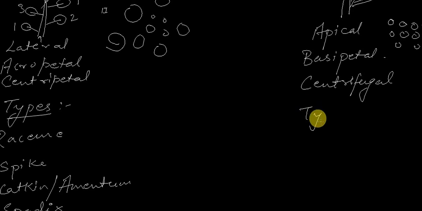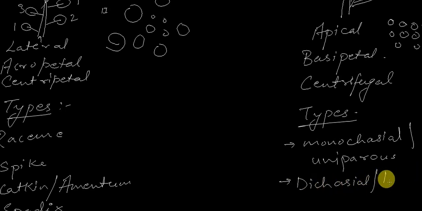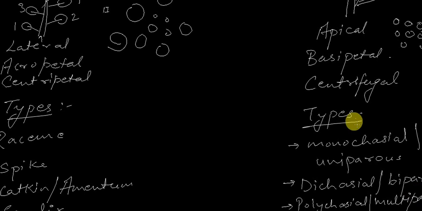Then coming over to the types of cymose inflorescence, the type would be monocasial, also called uniparous. Another type would be dicasial or biparous. And the third one would be polycasial, or multiparous. So these are the types of cymose or definite inflorescence that you will be studying.